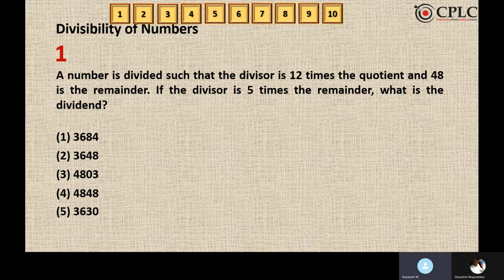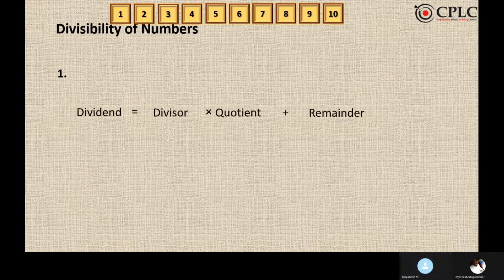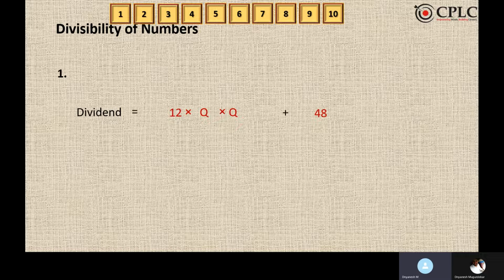So we know the formula that dividend is equal to divisor into quotient plus remainder. And we know that the divisor is 12 times the quotient. Let's assume that the quotient is q, the divisor is 12 times the quotient, and the remainder is 48. Also, the same divisor, which is 12 times the quotient, is also 5 times the remainder. So that is that equation: 12 times q is 5 times the remainder.